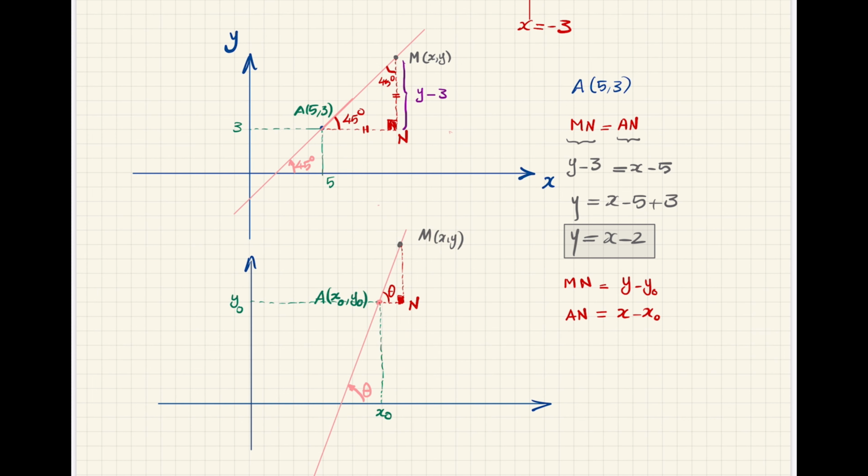But in the previous case, it was very simple for me because it was 45 degrees and I immediately realized MN should be equal to AN. But here I cannot do that. Do you have any suggestions? How can I continue now?